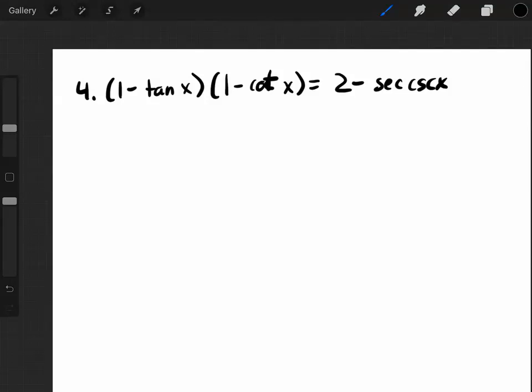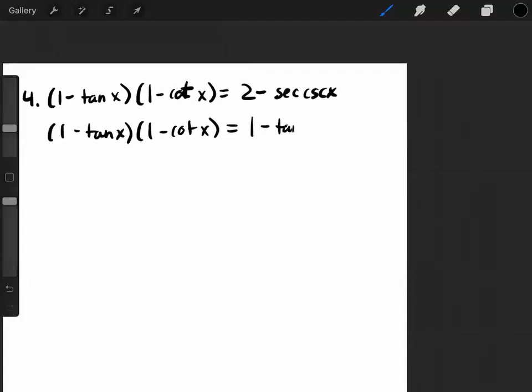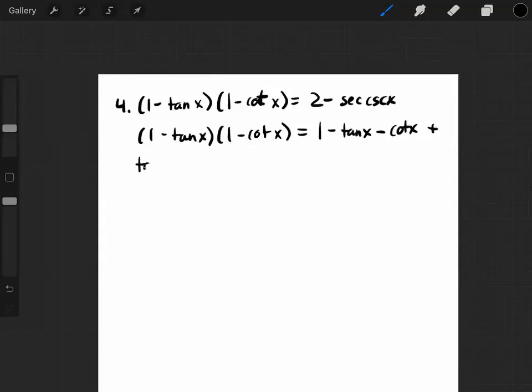We can simply replace this with a 1 minus tangent x, 1 minus cotangent x, which is equal to 1 minus tangent x minus cotangent x plus tangent x cotangent x. And now that you've got this, sometimes you can cancel, sometimes just rewrite in terms of sines and cosines.